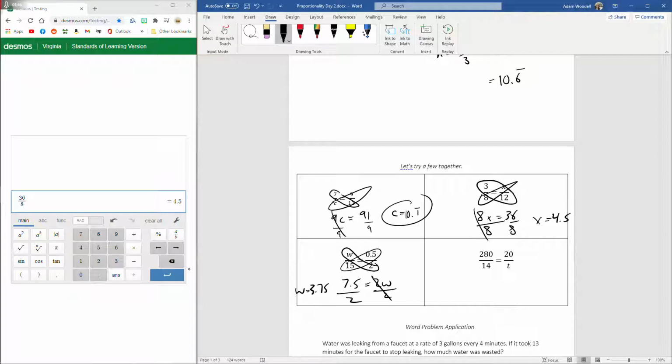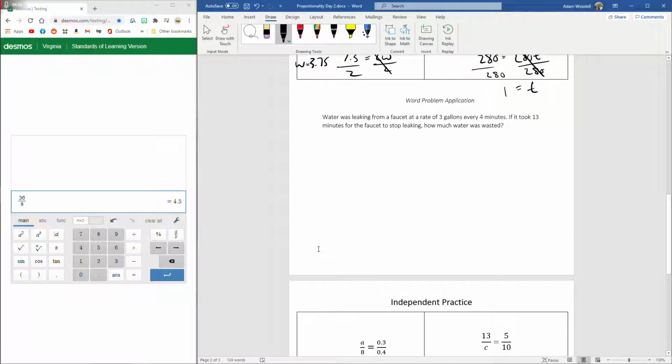Last but not least, do our cross multiplying here. 14 times 20 is 280. 280 times t is 280t. We'll divide by our coefficient, and we end up with an answer of t equals 1, right? 280 divided by 280 is 1.